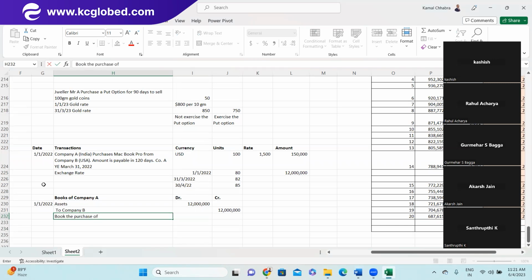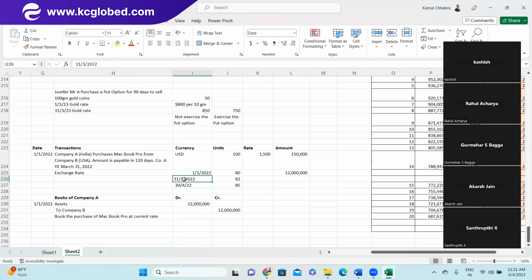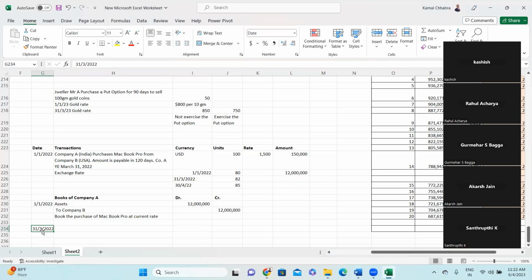Purchase of MacBook Pro at what rate? Current rate or spot rate? Right? Yes, sir. Now on 31st March, does the company need to do any journal entry? Is the company required to book any journal entry? No, sir. Why no?